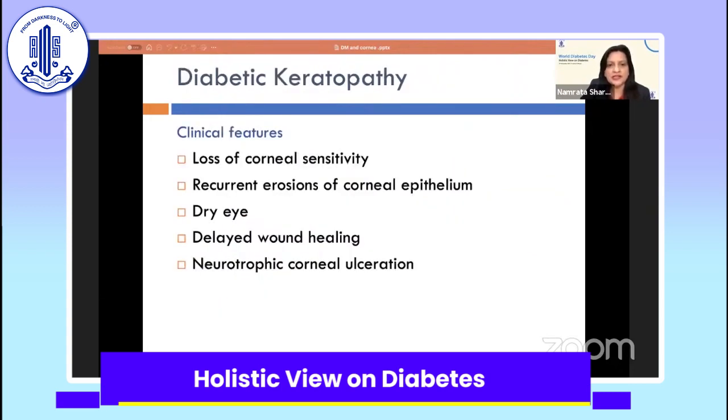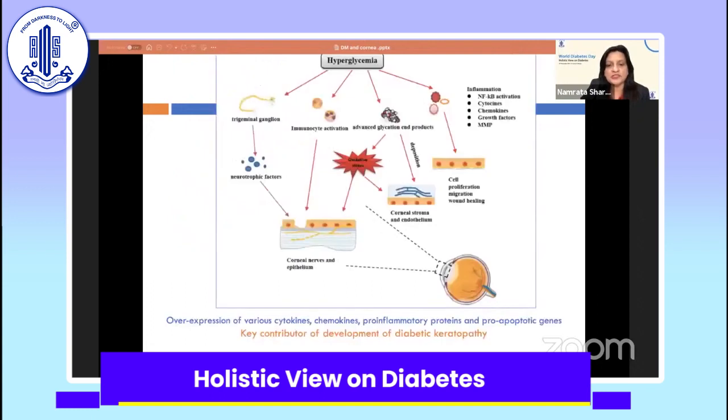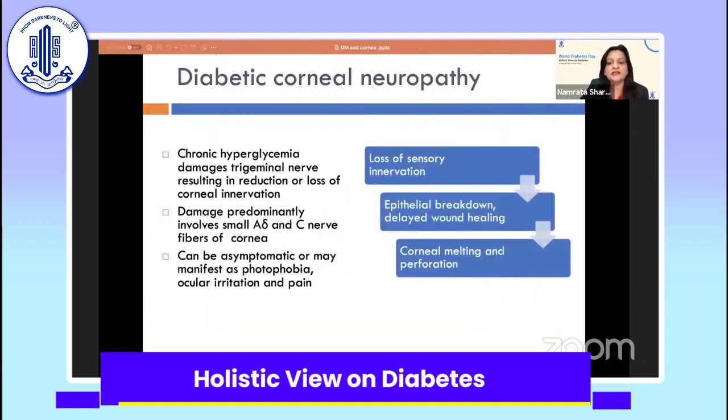Now, there is something called diabetic keratopathy, and what are the clinical features or what is the spectrum? There would be loss of corneal sensitivity, recurrent corneal erosions, dry eye, delayed wound healing, and neurotrophic corneal ulceration. Apart from the ones mentioned, there would also be endothelial decompensation. Now, this mainly occurs because of, like I said earlier, overexpression of cytokines, chemokines, and pro-inflammatory proteins and pro-apoptotic genes. So diabetic keratopathy is actually not a single corneal pathology or a single corneal disease, but encompasses all of them or one of them. Like I said, it is not as clearly defined quantitatively as is diabetic retinopathy. Maybe people have not worked on it enough.